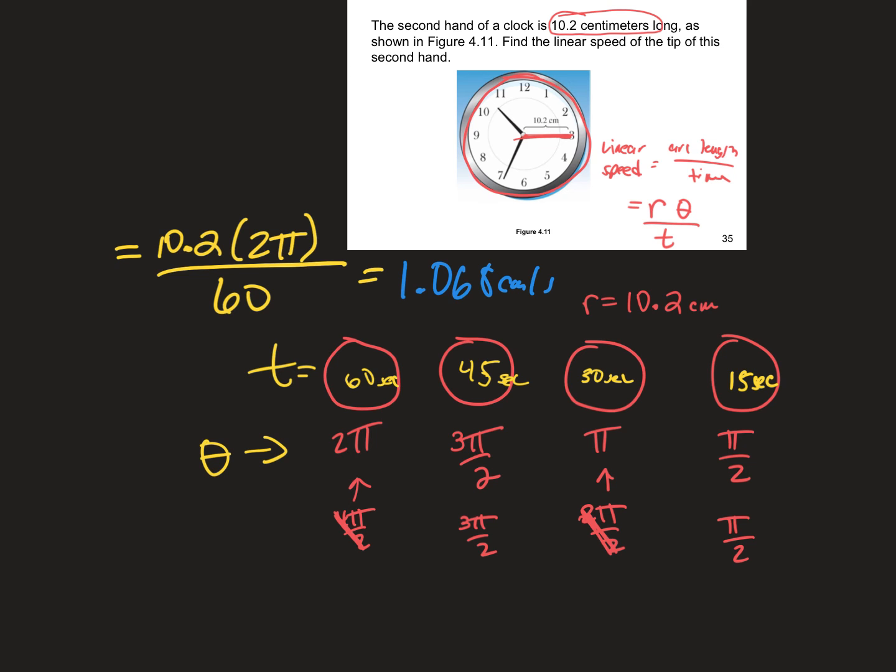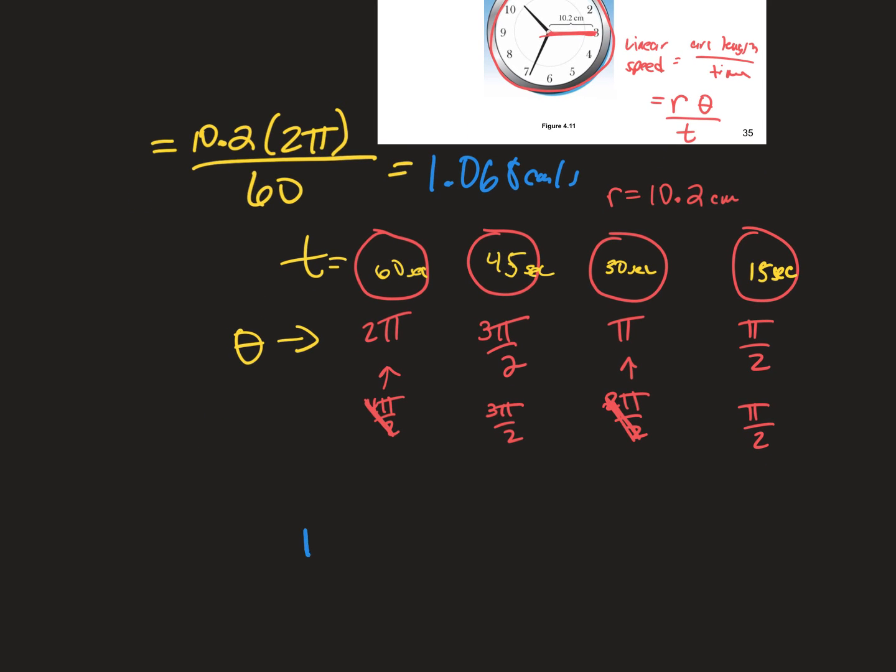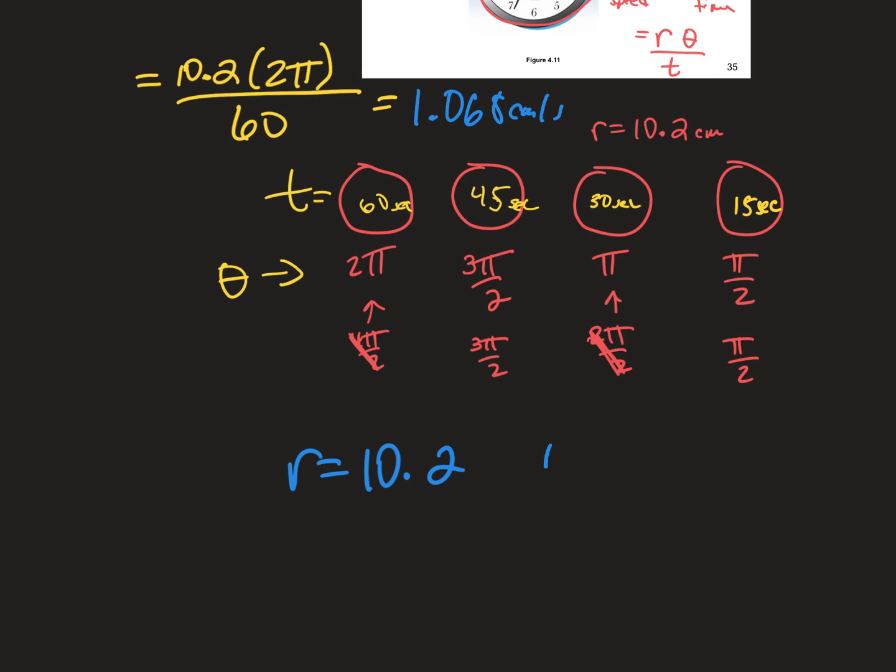All right, let's use the same clock. I'm just going to do a different example. My radius is still 10.2, right? But now I want to see how fast this second hand goes just halfway around, a half revolution. Well, when I say a half revolution, what is my theta and what is my time? Pi is my theta because I went halfway around the clock. And what's the time? 30 seconds.